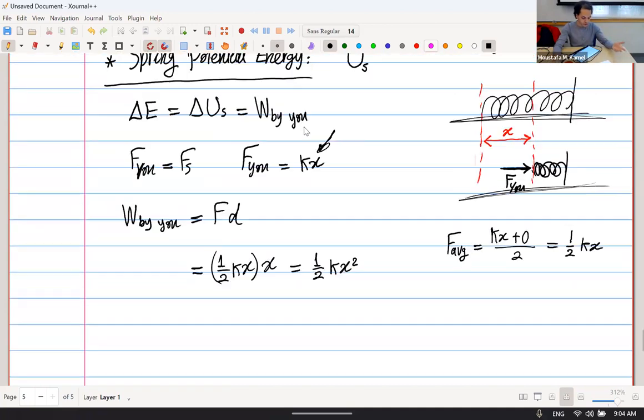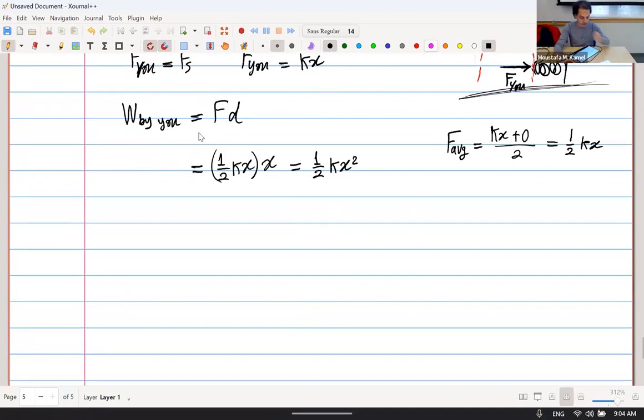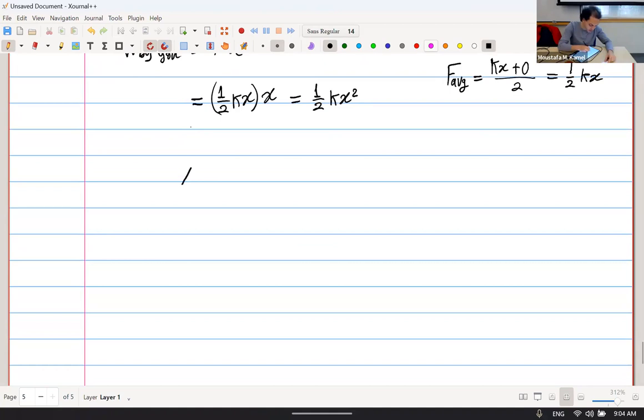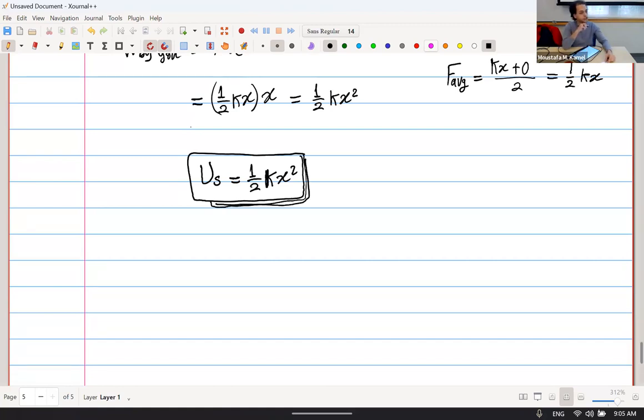And again, the work done by you is the stored energy in the spring. So this gives us the formula for the potential energy stored in a spring. Delta Us is equal to half kx squared. And I will drop the delta because we're already assuming that the potential energy is 0 at x equals 0. So this is the potential energy when the spring is compressed or stretched by amount x.